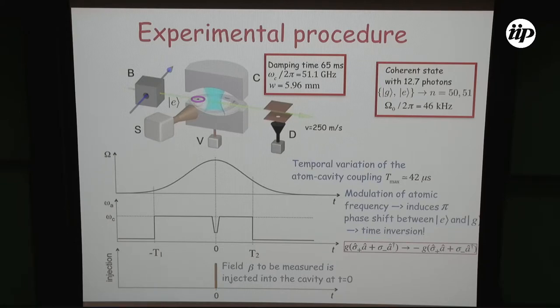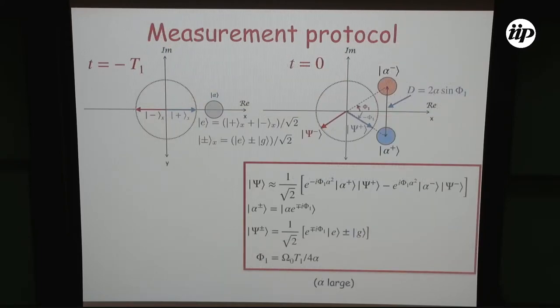And this corresponds to a time inversion of the evolution. From this point on, you are going to invert the evolution that you had before. This idea was in the paper I mentioned with Fabrizio Toscano and Diego Davidovich. So that's the idea. And let's see now what it does to the field and the atom.